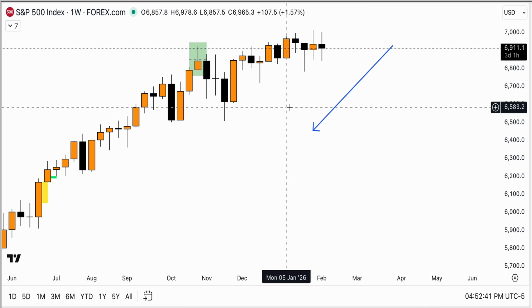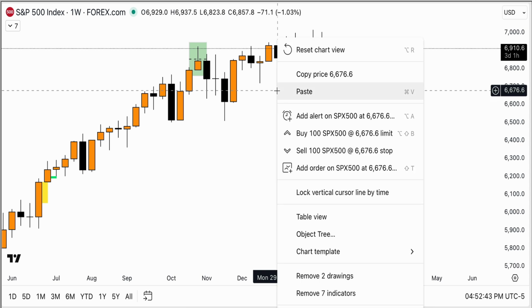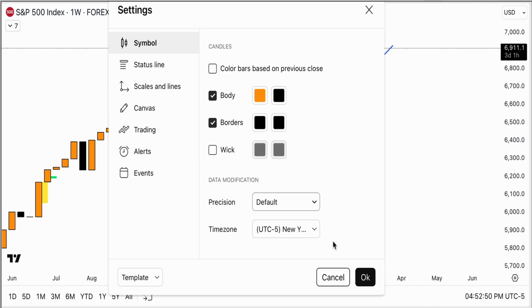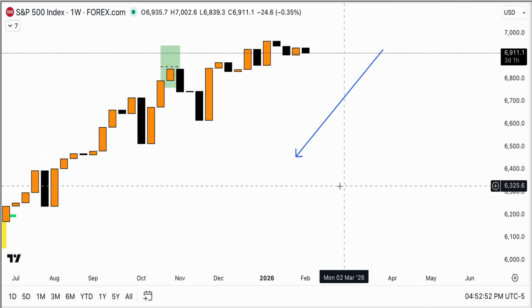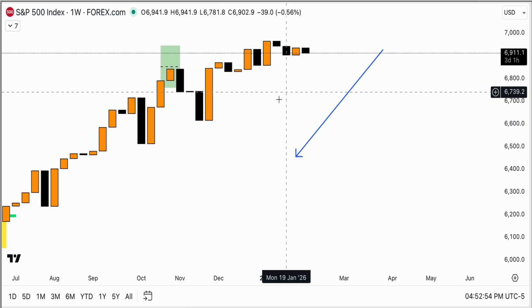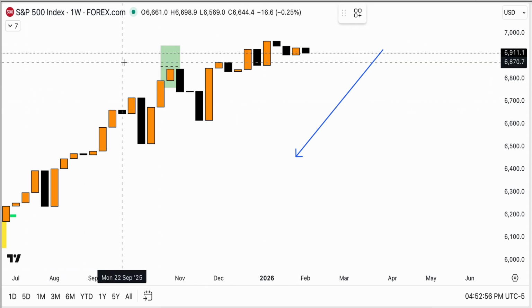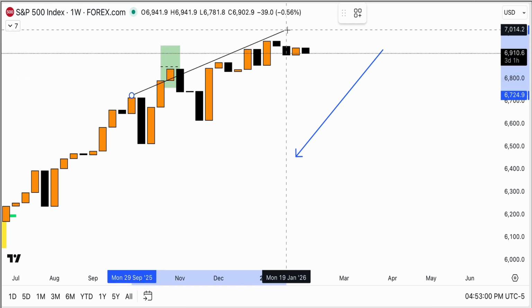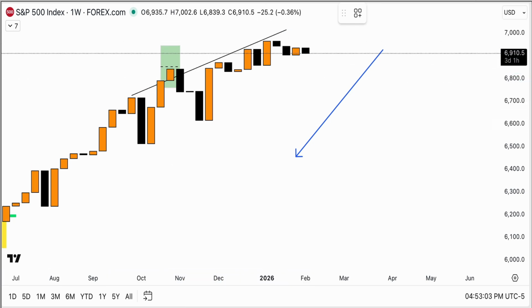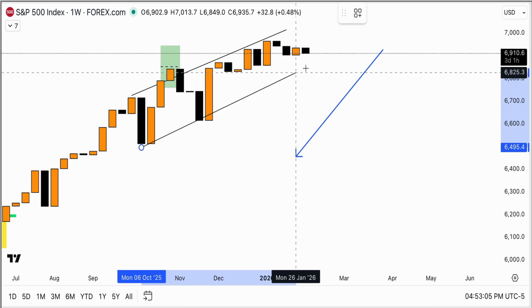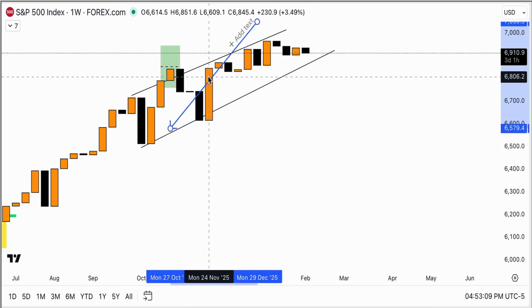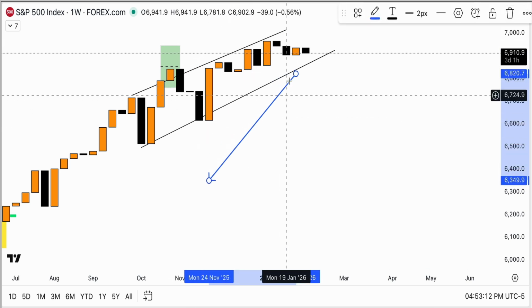So we are going up, but what I'm going to do is just take the wicks away. Let's take the wicks away. All right. And this should hopefully make it clearer. I want you to notice something here from here. We are making higher highs, we're making higher lows, right? We're making higher highs.